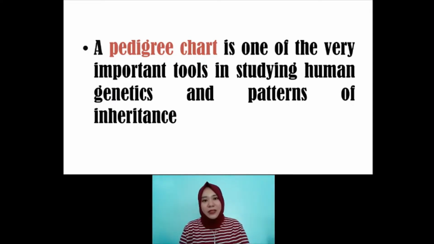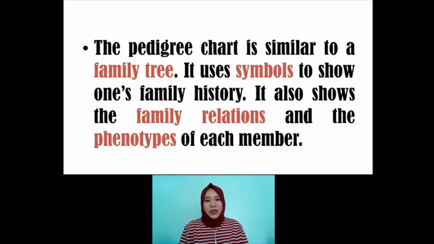The pedigree, good guys, the pedigree chart or pedigree diagram is like a family tree. It uses symbols, and these symbols can indicate whether the individual is female or male, what kind of relationship these two individuals have, and so on and so forth. As I have mentioned earlier, it is similar to a family tree. It uses symbols to show one's family history.